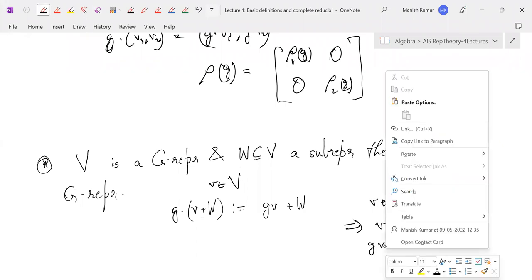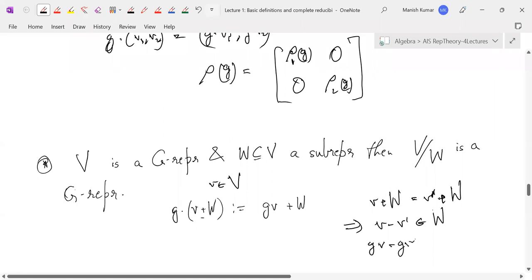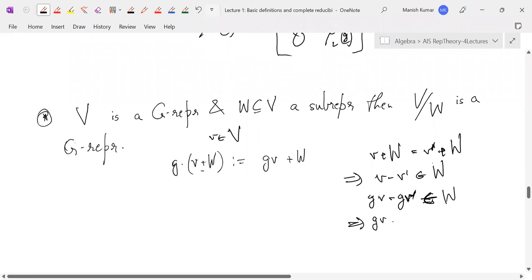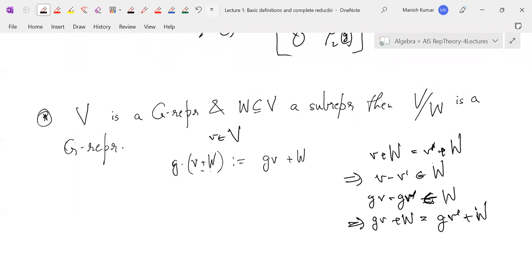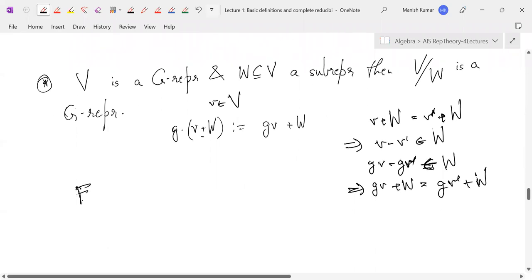So this gv minus gv prime will also lie in W, because W is a sub-representation. So that tells you that gv plus W is the same as gv prime plus W. So that tells you that this thing is well defined. It doesn't depend upon the choice of the representative of this coset v plus W. And it is an action. That's not too difficult to see, you just multiply by g inverse. So you see that it's an automorphism and so on. It is easy to check that it's an action.